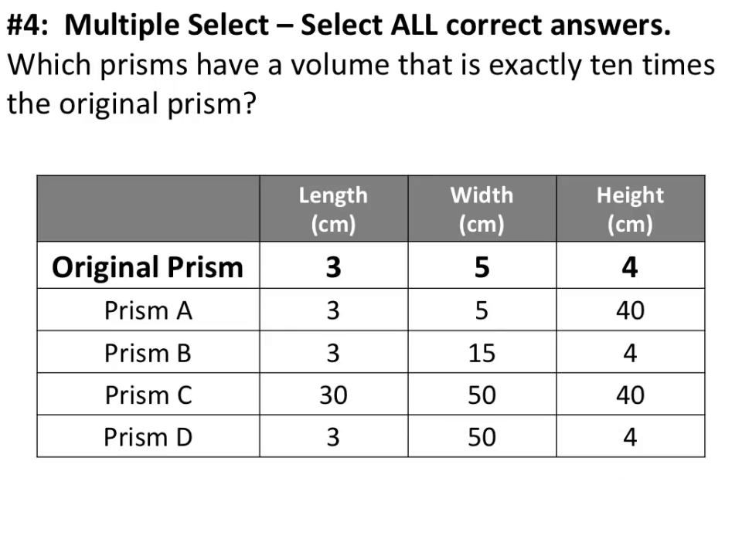Our next example is a multi-select, so that means there will be more than one right answer. And it's asking us to find prisms that have a volume that is exactly 10 times the original prism. So the original prism has a length of 3 centimeters, a width of 5 centimeters, and a height of 4 centimeters. So which of these prisms has a volume that is exactly 10 times the original prism?